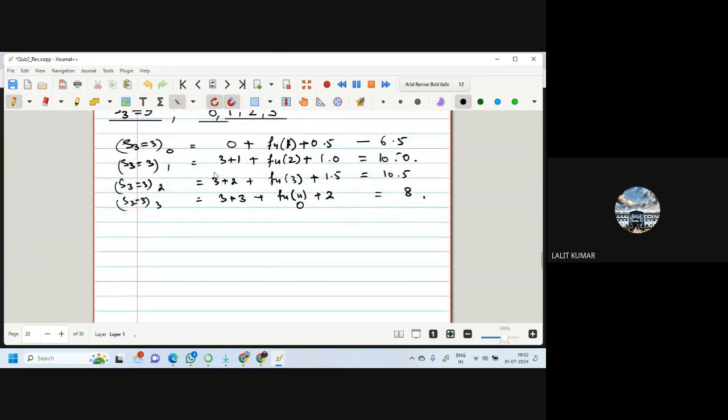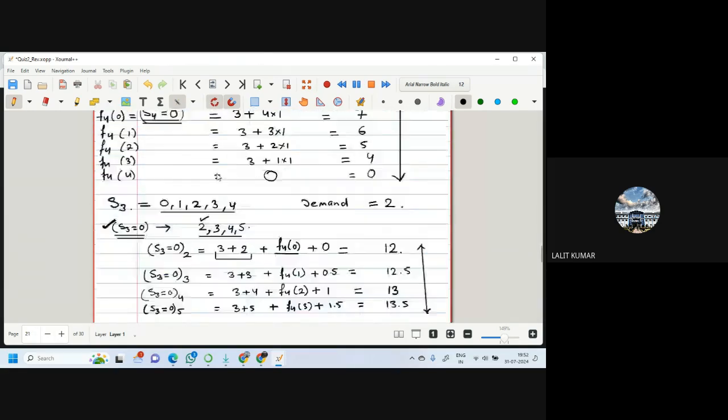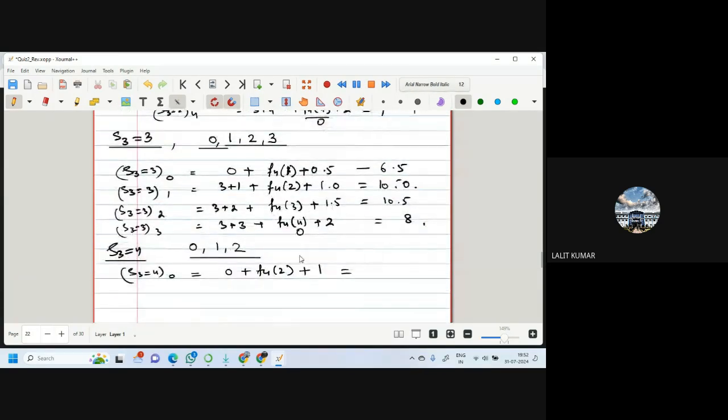Okay, now when S3 is equal to 4, how much can I order? 0, 1, 2 and 2 only. Yes. Okay, so S3 is equal to 4, I order 0, so this is 0, I consume 2 and take 2, F4(2), carrying 2 is 1, F4(2) is 5. So here it becomes 5 plus 1, 6.